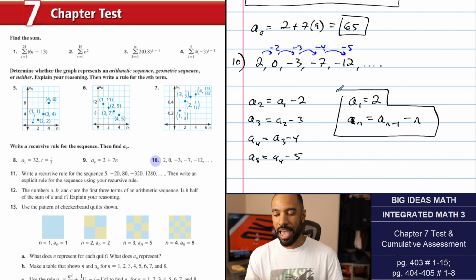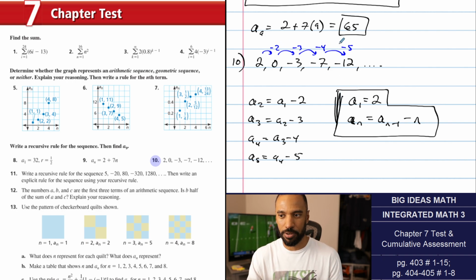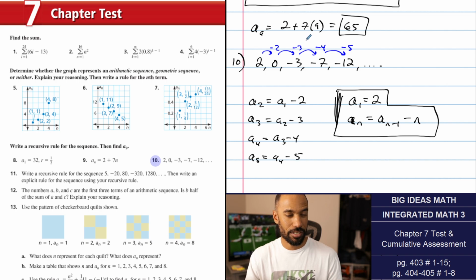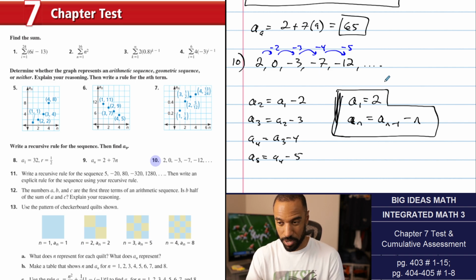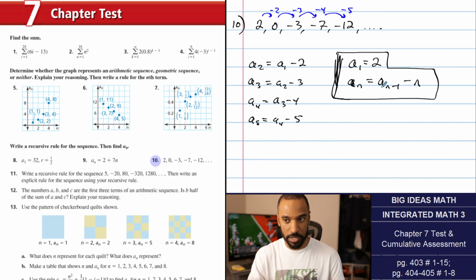If this was an explicit rule they asked us to do, it would be a quadratic because the common difference has a constant difference. Excuse me. The second difference is constant. So it would have been a quadratic of some sort. They didn't ask for the explicit rule, so we're not doing that. They do want the ninth term, though.